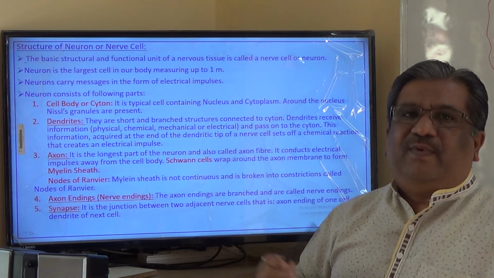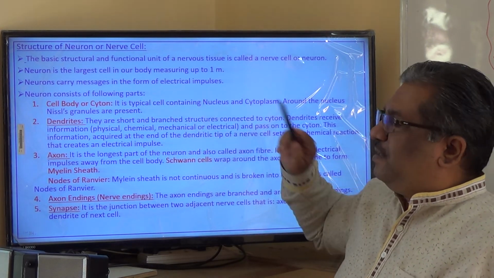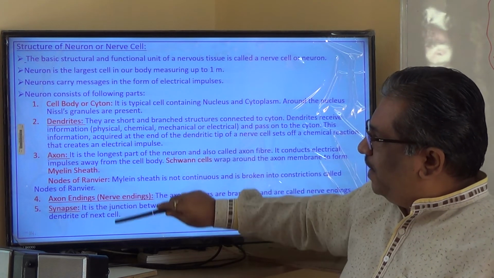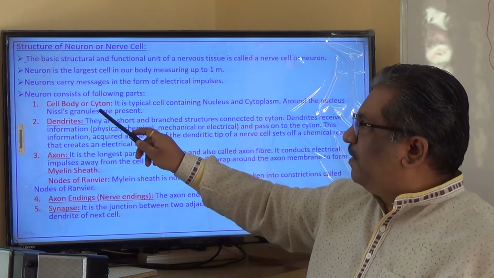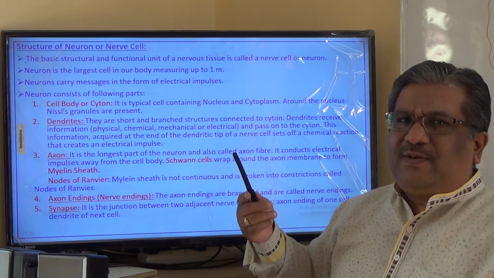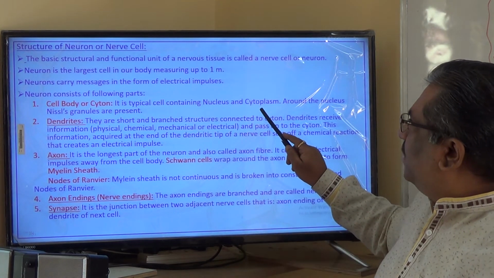Single cell but very long. Neurons carry messages in the form of electrical impulses. Yes, we know about that. And a neuron consists of the following parts. A brief description of the parts is given here. Cell body or cyton. It is a typical cell similar to all cells basically, containing nucleus and cytoplasm.